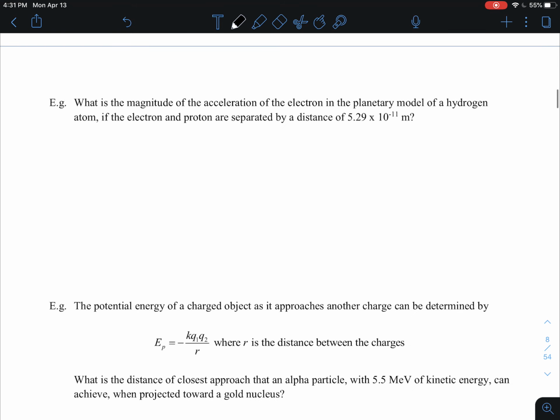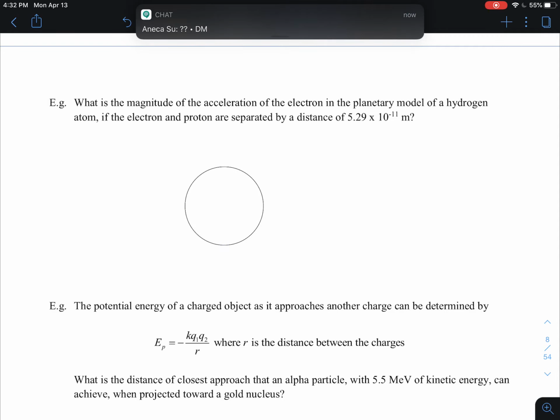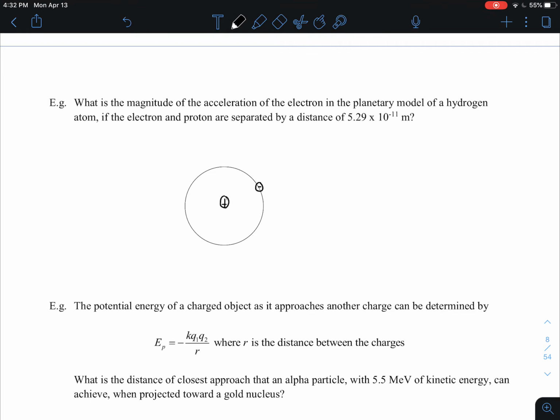All right, so question 1 here. What is the magnitude of the acceleration of the electron in the planetary model of the hydrogen atom if the electron and proton are only separated by a distance of 5.29 times 10 to the negative 11 meters? So in this case here, we're assuming that we're traveling in a circle. We have a proton in the center. We have an electron going around the outside. So if this is the case, we're going to say that the electrostatic force is what's causing these two to be attracted towards one another.